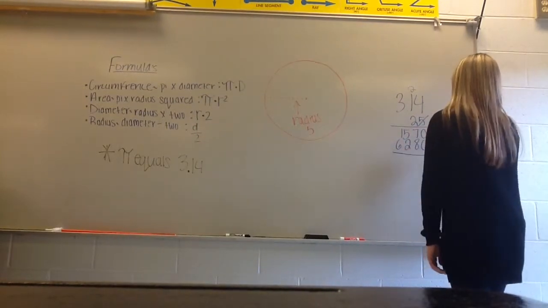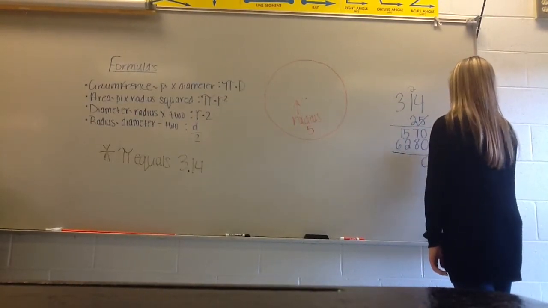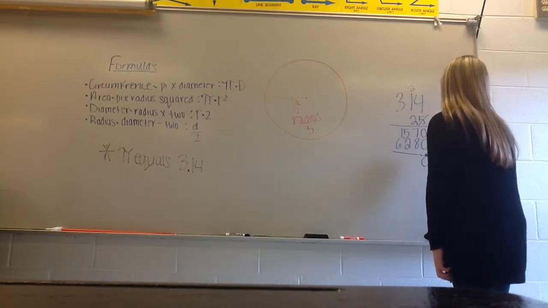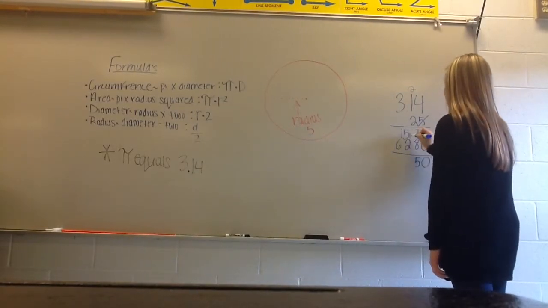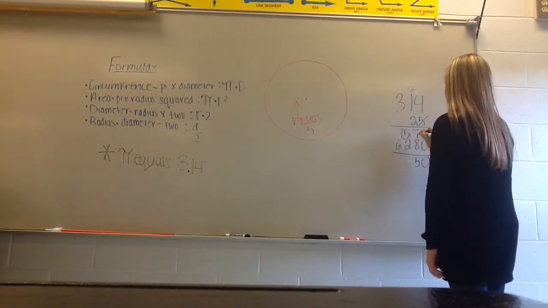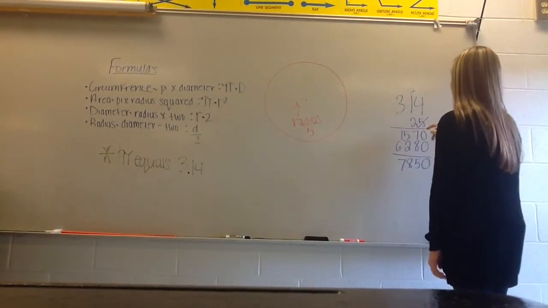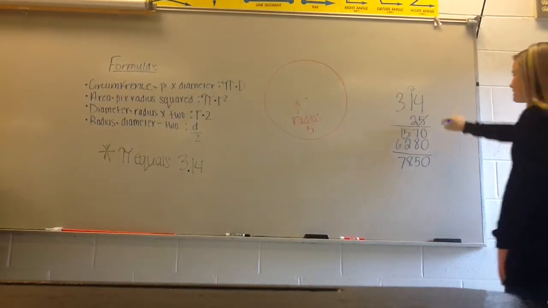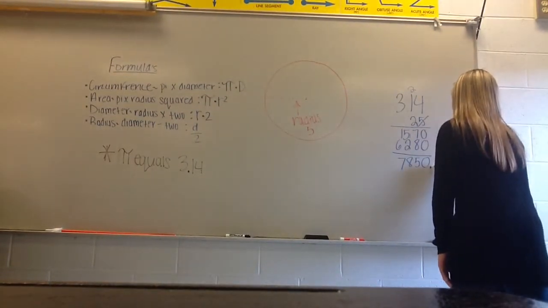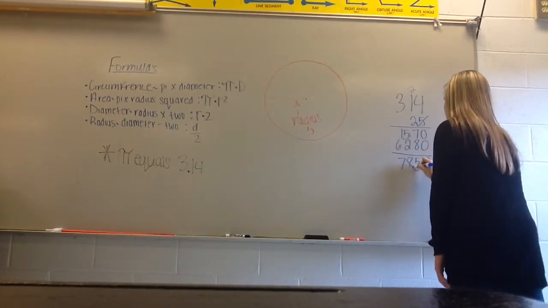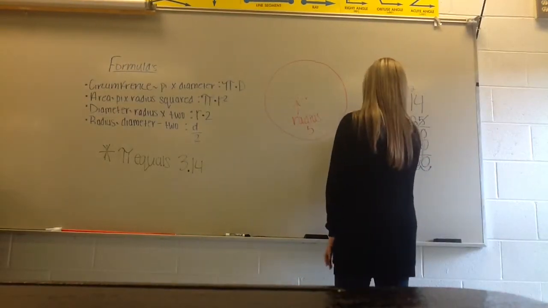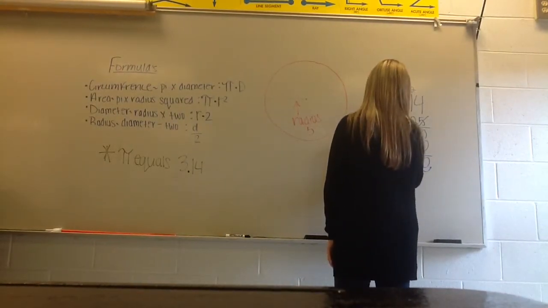So now we add, we have 0 plus 0, 0. 8 plus 7, which is 15. We bring over our 1. We have 5 plus 2 is 7, plus 1 is 8. And 6 plus 1, which is 7. So now we count how many numbers are after the decimal, which is 2. And we move our decimal point 2 places to the left. So our area is 78.50.